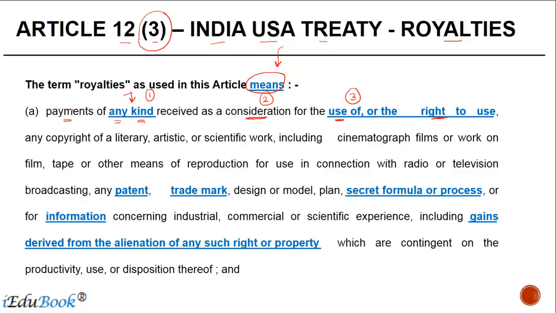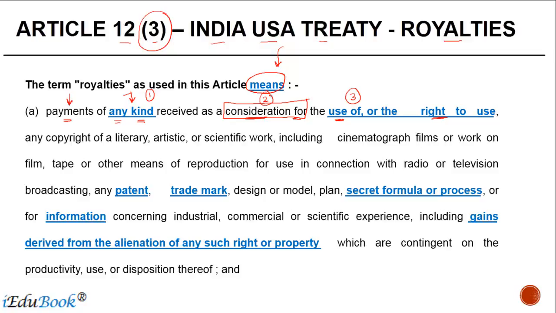right? Again, the use of the word payment makes it amply clear that it's not the accrual but the payment of any kind received as a consideration for. This word, even though it does not seem to be very heavy, I would say, right? But it communicates very clearly that the principal reason for which the payment is being made should be the subject matter of this paragraph. It should be a consideration for any of the rights which we are discussing in this paragraph.